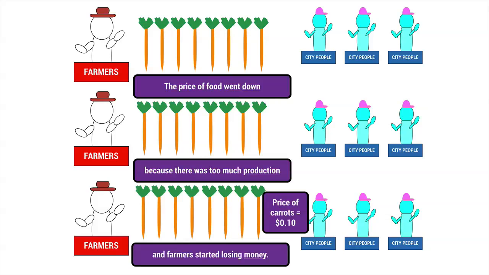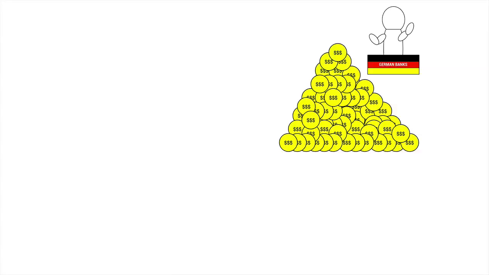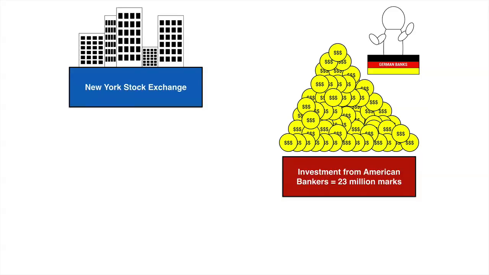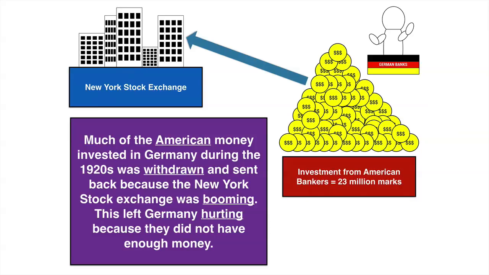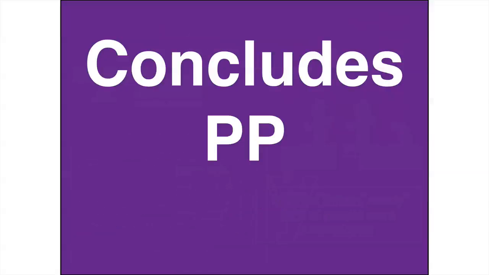There is also included within the PowerPoint a discussion of German banks getting money from American investment bankers. But as the New York Stock Exchange started booming, many investors pulled their money from Germany and left them high and dry. The PowerPoint ends with the discussion of the German and the British unemployment rates during the Great Worldwide Depression. And this concludes the PowerPoint section of the lesson.